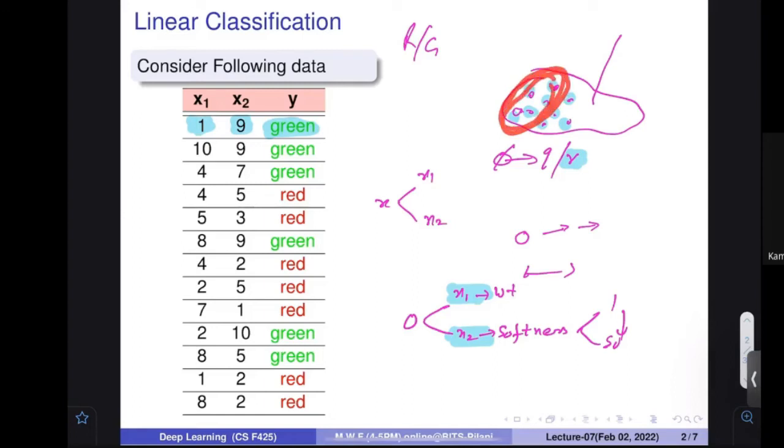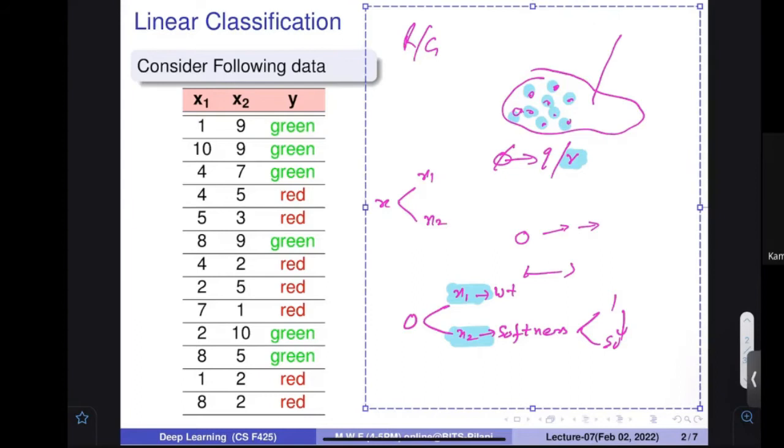For those items you measured x1 and x2, and saw what is inside by cutting them. So let's assume that you come up with this kind of table: when x1 was 1 and x2 was 9, inside it was green. It was 10 and 9, inside it was green. 4 and 7, it was green. 4 and 5, it was red. Let's assume that by this method you created this table. Any questions on that?